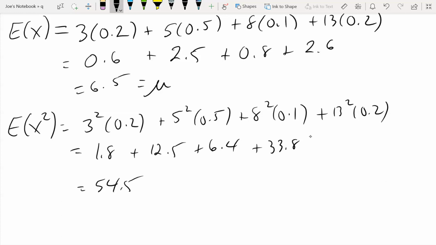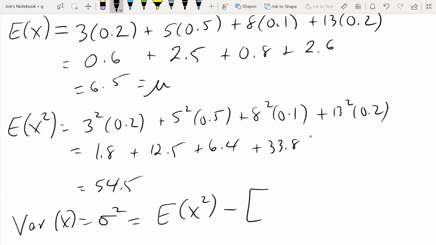All right. So when we want the variance of x, or again the sigma squared, that's the expected value of x squared minus the expected value of x, quantity squared. And again, like Sam said, this expected value of x squared has to be bigger than the expected value of x quantity squared. This can never be negative. Think about why.